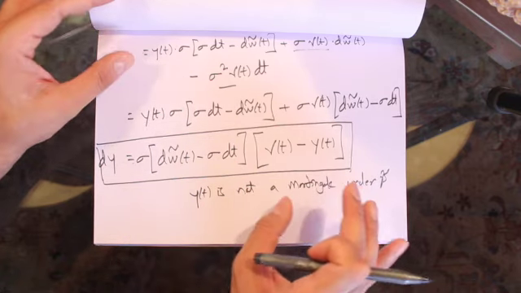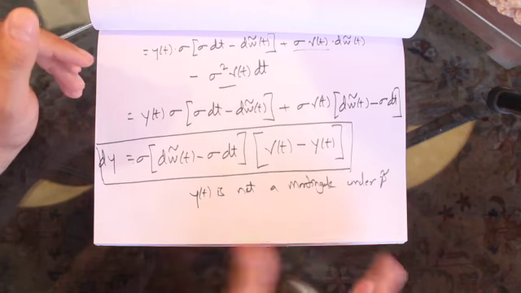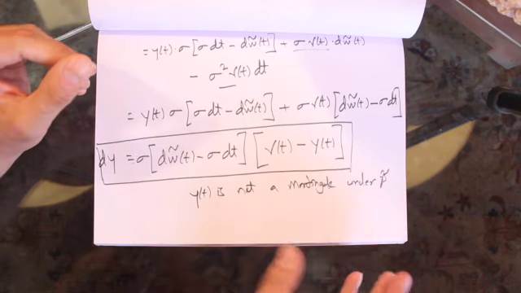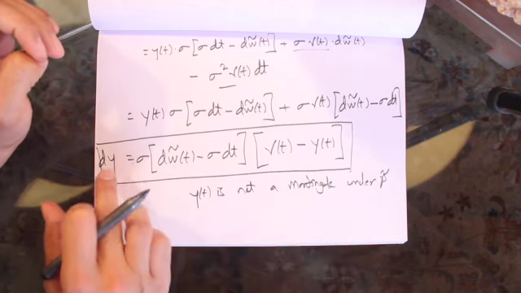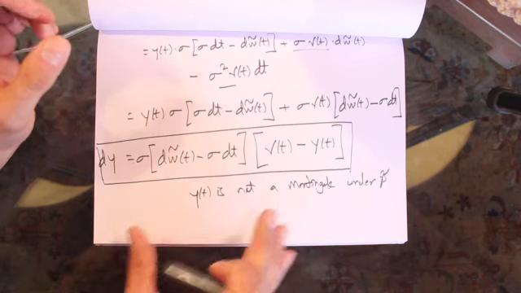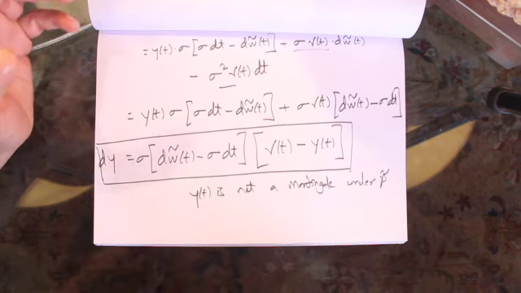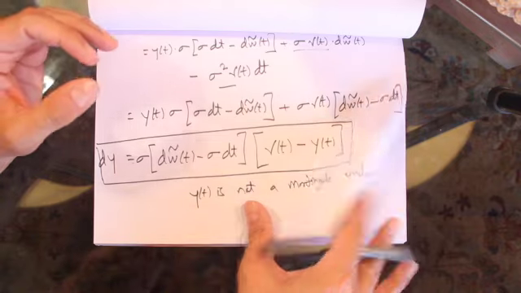So what I'm going to do now is use Girsanov's theorem and change the measure, and under the new measure I'm going to make this a martingale. So that's what I want to do now. I want to change the measure using Girsanov's theorem, and let's see what happens then.